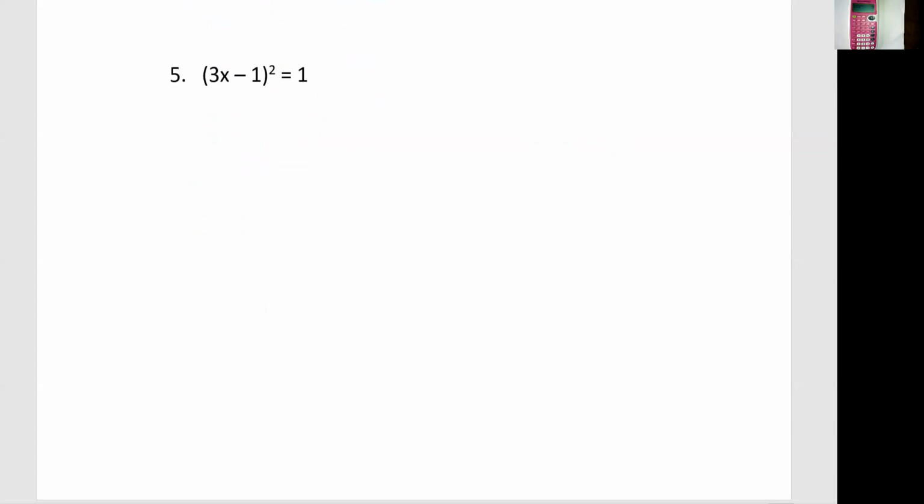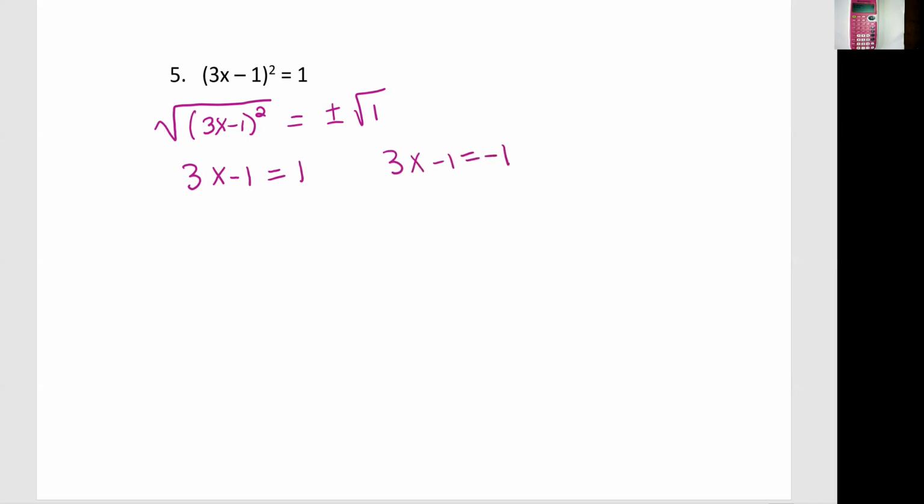Number 5, I would definitely use the square root property here, because when you take the square root of a perfect square, you get the radicand. And when you take the square root of both sides, you want to make sure you use plus or minus. So we have 3x minus 1 is equal to a positive 1. 3x minus 1 is equal to -1. So we have x is equal to 2/3. And x is equal to 0.